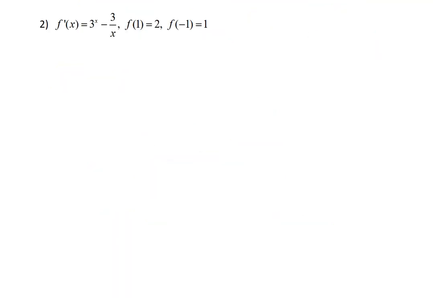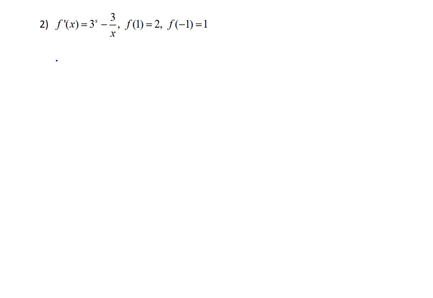Let's try another example. This time we're given that f prime of x equals 3 to the x minus 3 over x. Okay, so that's given as a derivative, thanks to this prime notation here. But then we're also given that f of 1 equals 2, and that f of negative 1 equals 1. All right, let's figure out why we might need all of these pieces of information to get this going.